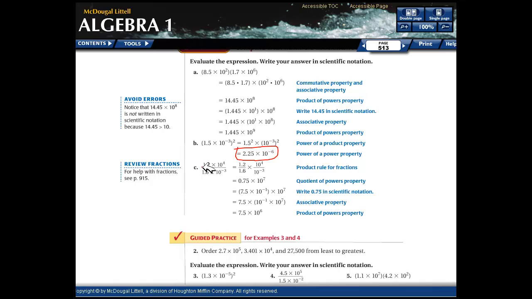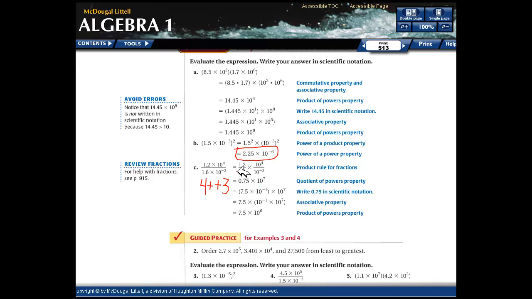Next one, instead of multiplying them, this is a division of scientific notation. So I'm going to actually divide my numbers in the front. 1.2 divided by 1.6, that's where the 0.75 comes from. And then if I'm dividing like bases, I have to subtract the exponents. So a lot of you may think that this is a 1, but it's not. It's a 4 minus a negative 3. So that's where the plus plus comes in. 4 plus 3 is 7.